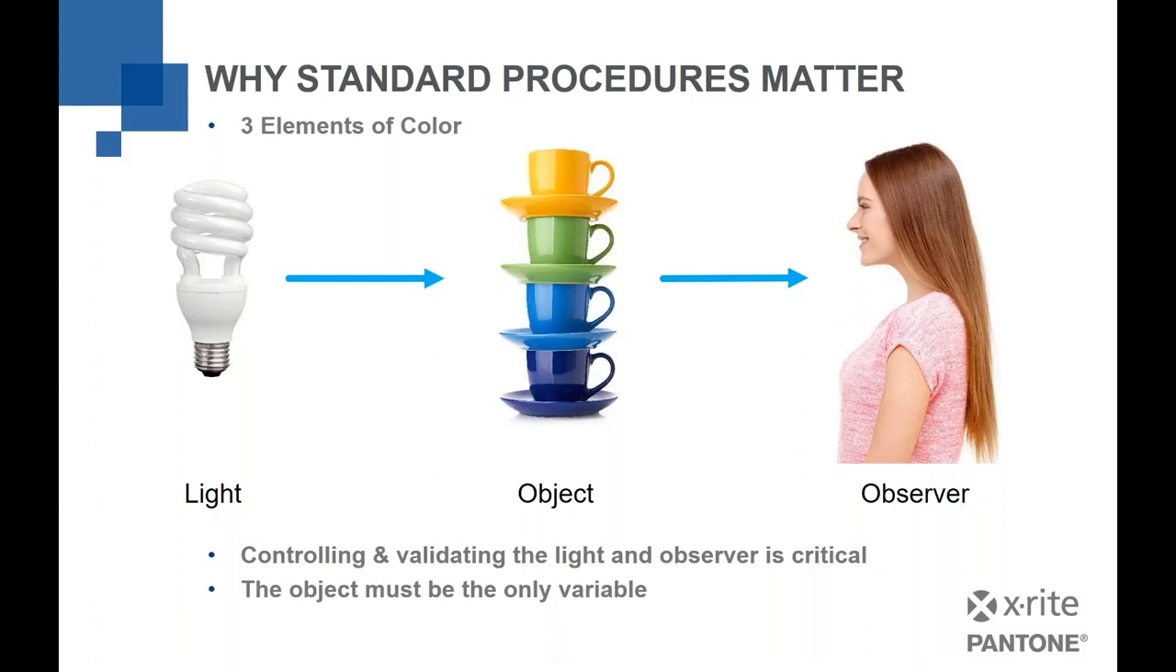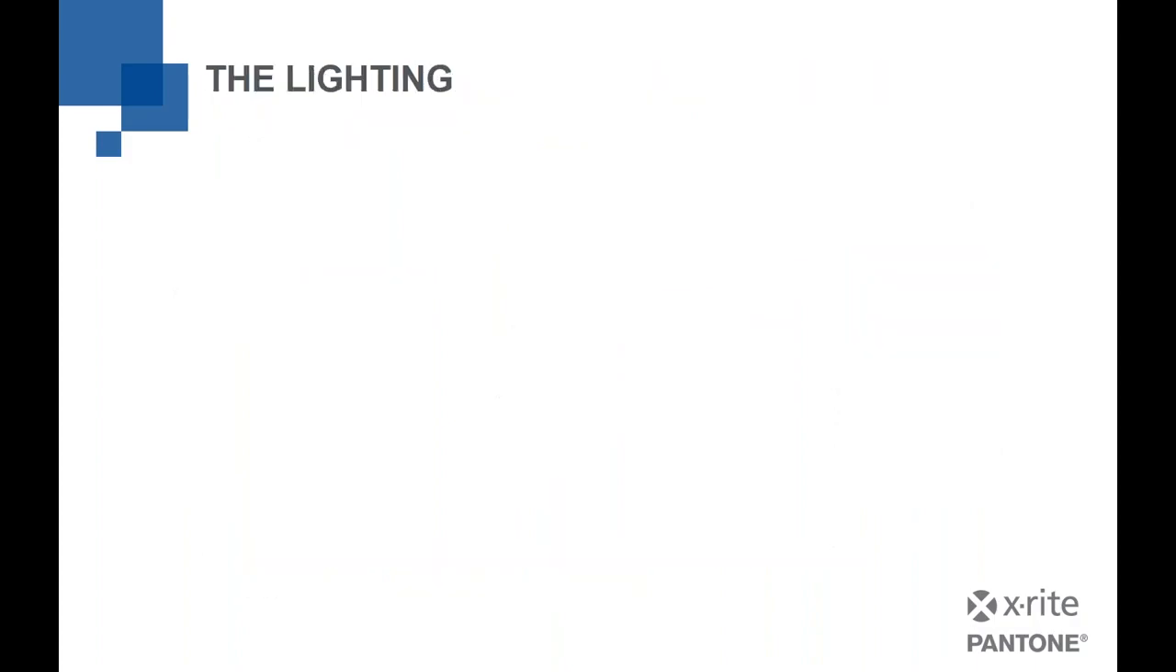We want the object to be the only variable. So these procedures are very important. Let's talk a little bit more about how we deal with those two pieces, the light and the observer. So first, the lighting. We saw in the pictures of the chair and the table and the lamp that different sources provide different results.